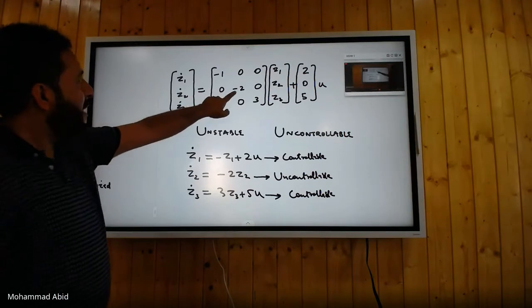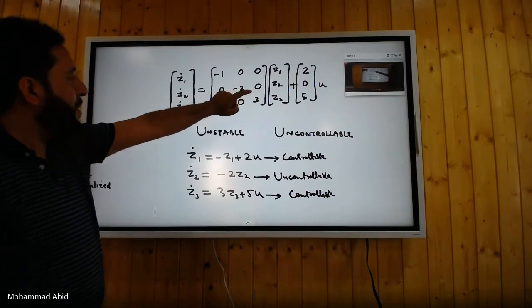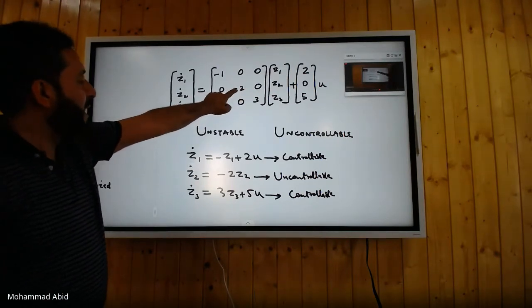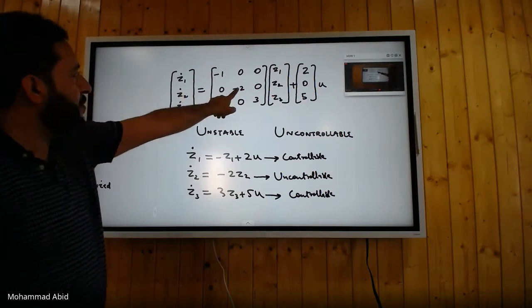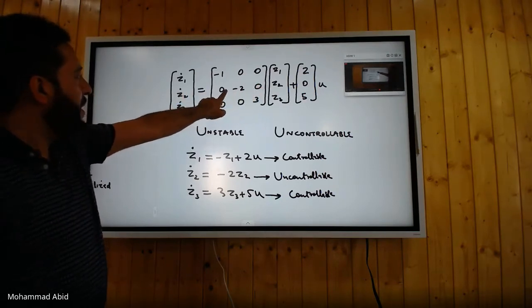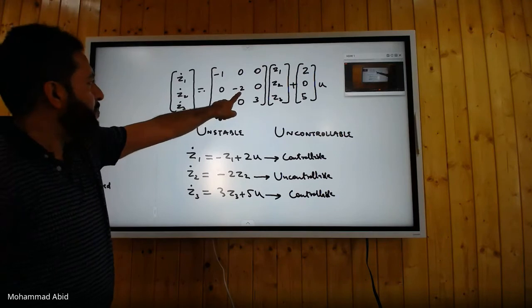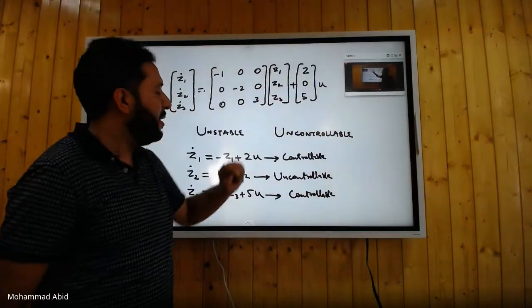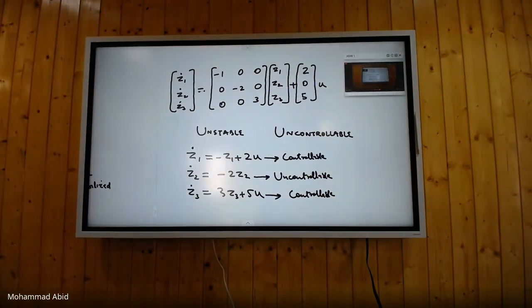इसमें जो वाला आइगन वैल्यू अनकंट्रोलेबल है वो स्टेबल है, लेकिन isn't it? Z2 dot equal to -2 Z2 plus U. ये वाला आइगन वैल्यू स्टेबल है, लेकिन at the same time it is uncontrollable. That means even if you change U, this eigenvalue is going to stay there. That means it's going to stay stable because it's not altered by changing U.